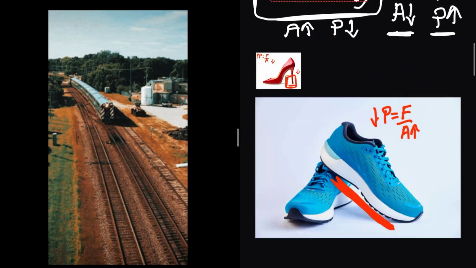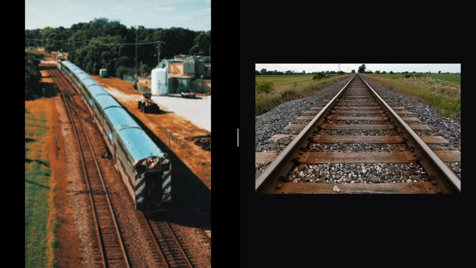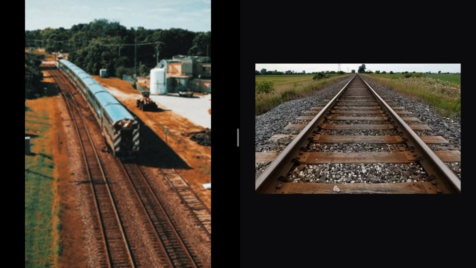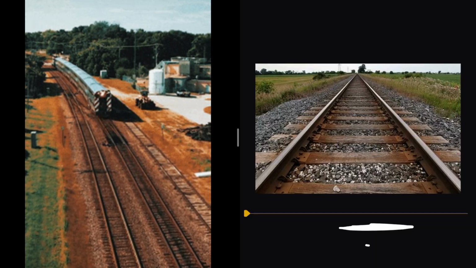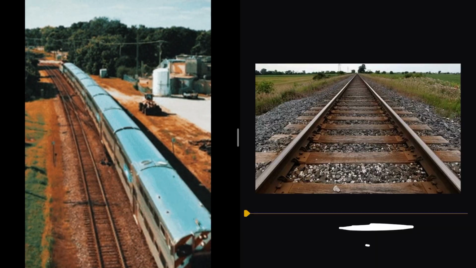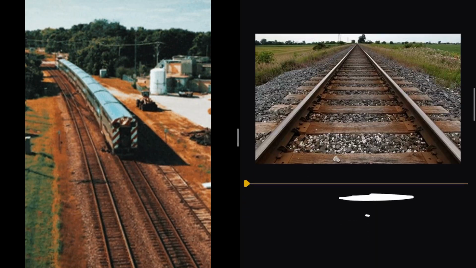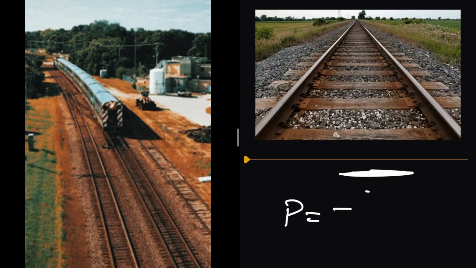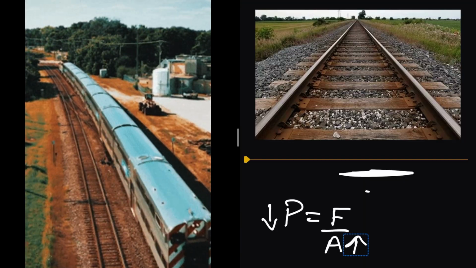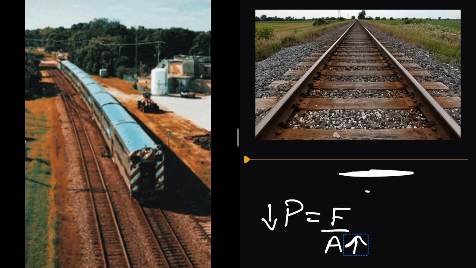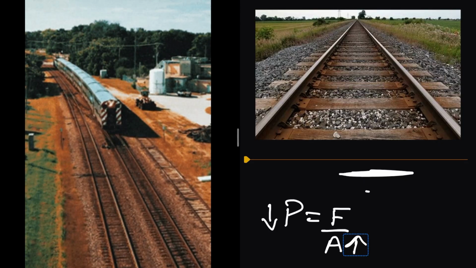In the next example, we know that in railway tracks there are wooden slippers. Now what is the use of these wooden slippers, students? They are used to increase the area of contact. Which area of contact? The area of contact between the train and the ground. If the area increases, the pressure acting on the ground will decrease. Again the formula is the same, P is equal to F upon A. What I am saying here is, area will increase and pressure acting on the ground will decrease. So these wooden slippers used on railway tracks are used to increase the area of contact. Okay, so I hope it is clear to you.